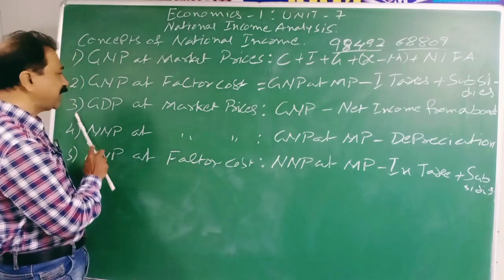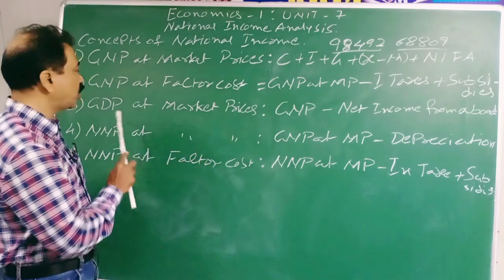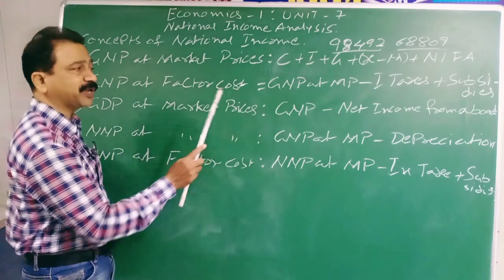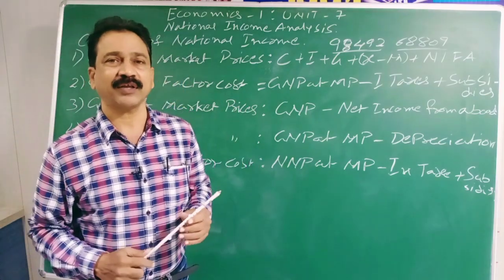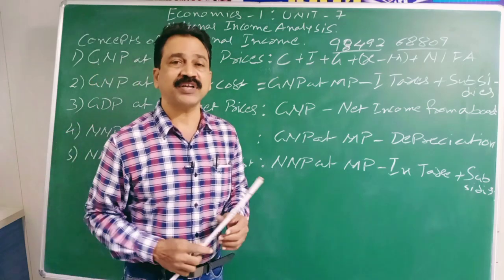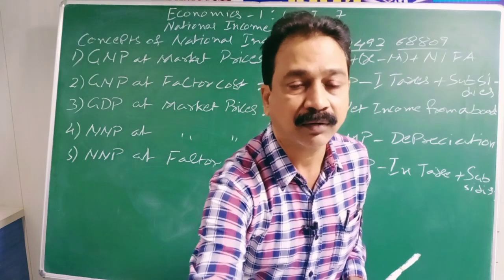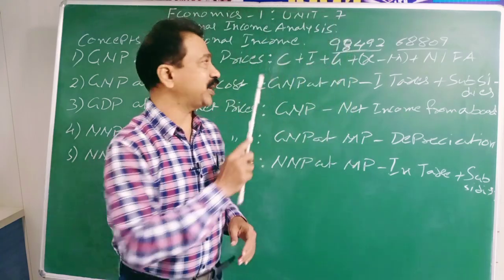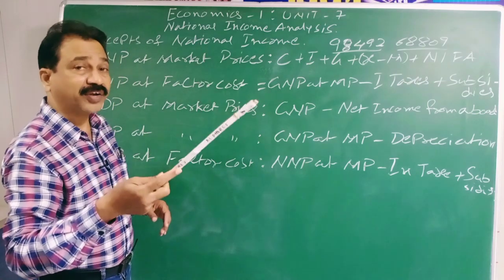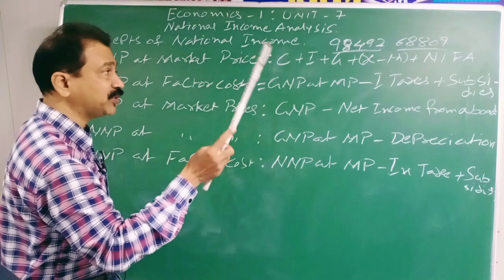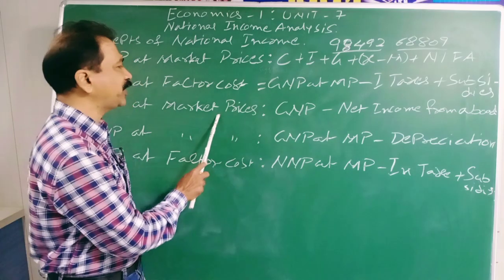You got it? Here the third concept is GDP at market prices, gross domestic product at market prices. It has to be produced within the country, not outside the country. What is produced outside the country will be calculated under GNP. Whatever is produced outside the borders is included in GNP. In GDP, only what is produced in the country will be included.